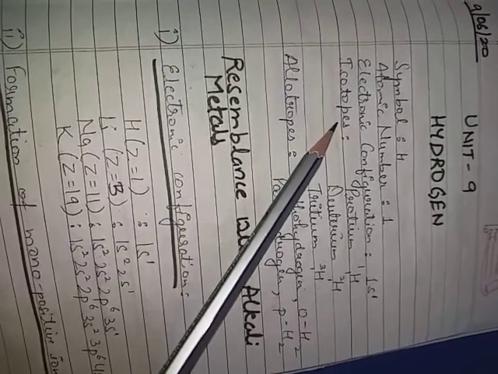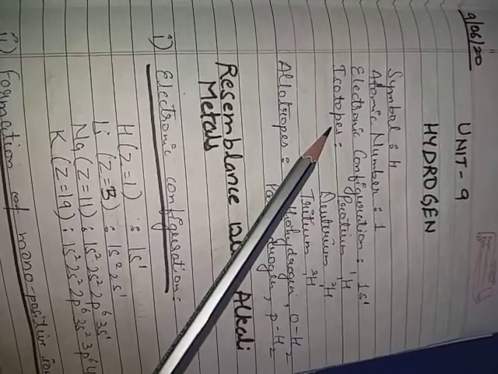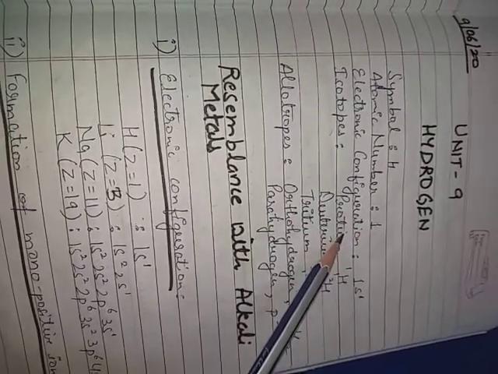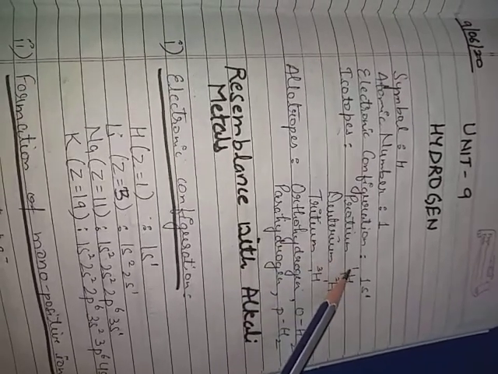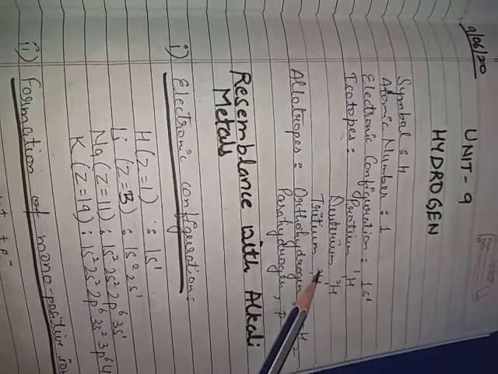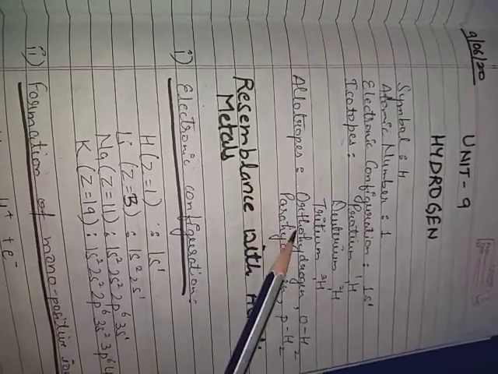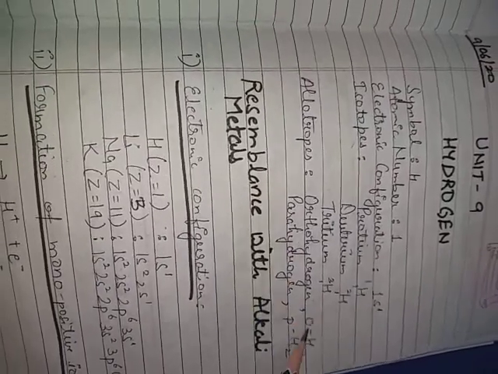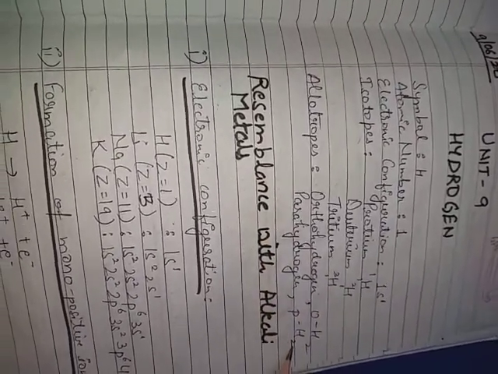Isotopes are the atoms of the same element having the same atomic number but different masses. So there are 3 isotopes of hydrogen: protium, deuterium and tritium. Protium has mass 1, deuterium has mass 2 and tritium has atomic mass 3. There are 2 allotropes of hydrogen. The first one is orthohydrogen, that is OH2, and the next one is parahydrogen, PH2.